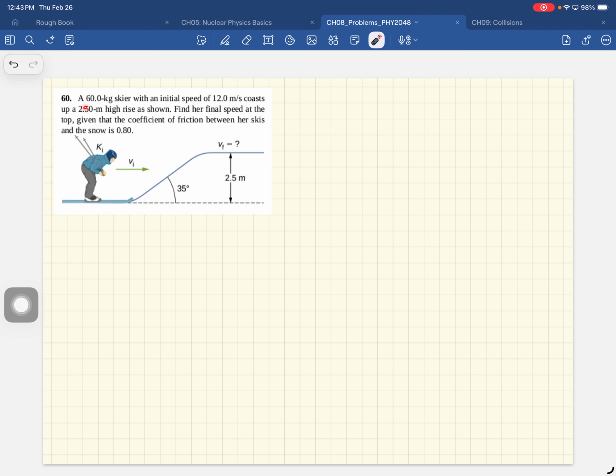All right. So here's a 60 kg skier with an initial speed of 12 meters per second, goes up a 2.5 meter high rise as shown. 2.5 meters is roughly halfway to the ceiling. Okay.